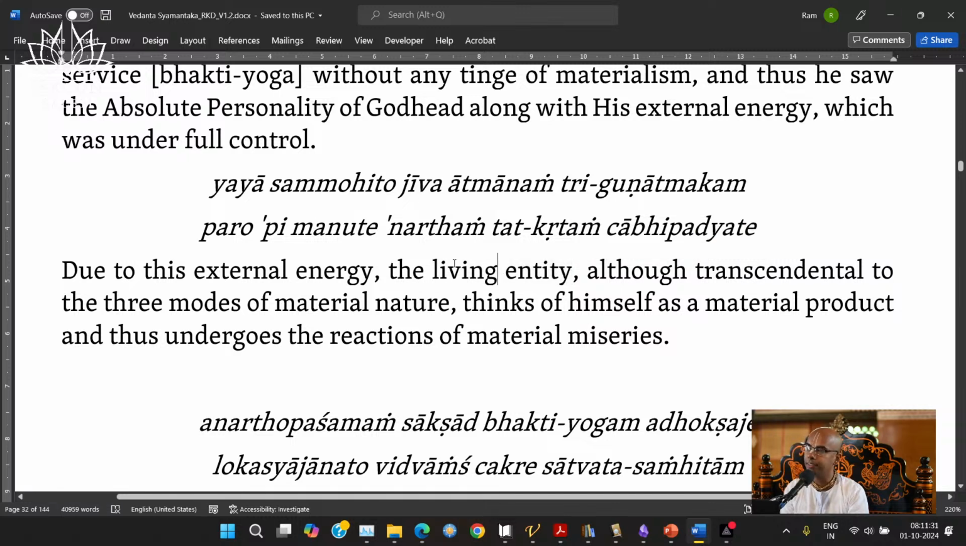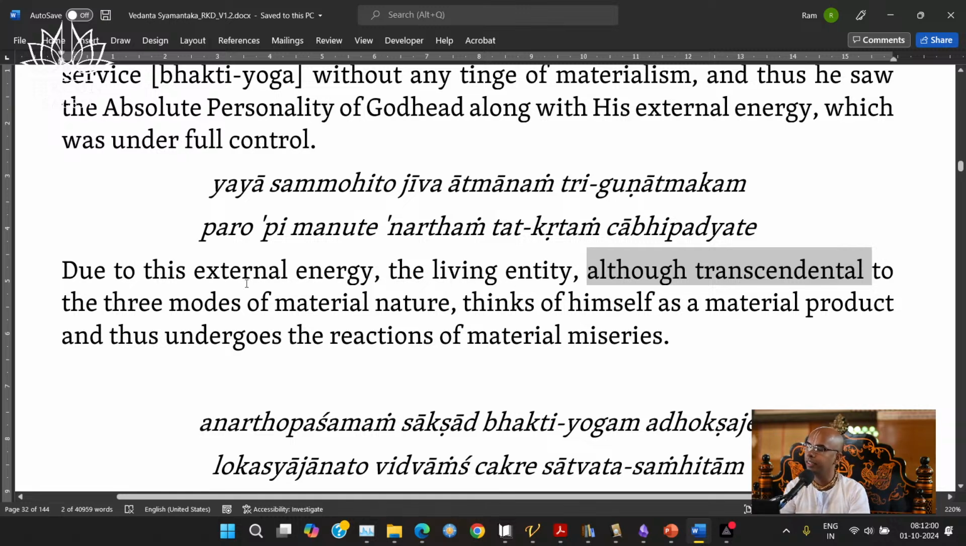And what is the living entity doing in this material world? Under the three modes of material nature, he is sammohito. He thinks of himself as a material product, although he is transcendental. Right? So in these two verses, so many different aspects of the nature and the capabilities of different tattvas are very nicely mentioned. So this external energy, which is under the control of the Absolute Personality of Godhead, that same external energy is controlling the living entity.